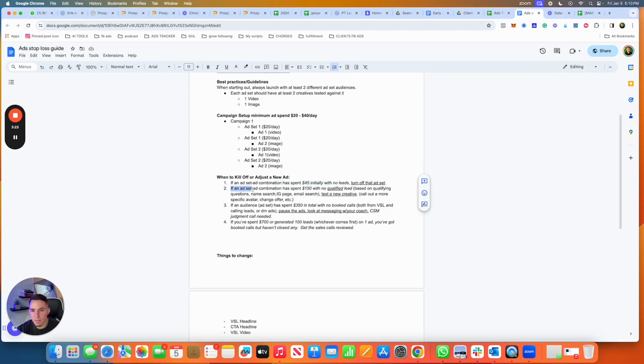Number two is if an ad set combination has spent $150 with no qualified leads, based on qualifying them with questions, looking at their IG page, searching their emails. So let's say, for example, you're running DM ads and you spend $150 and all the leads have no pictures. They're all pictures of cats and people who look completely broke. Then you might want to turn that bad boy off, and then test a new creative. With that new creative, call out a more specific avatar, change the offer, etc.